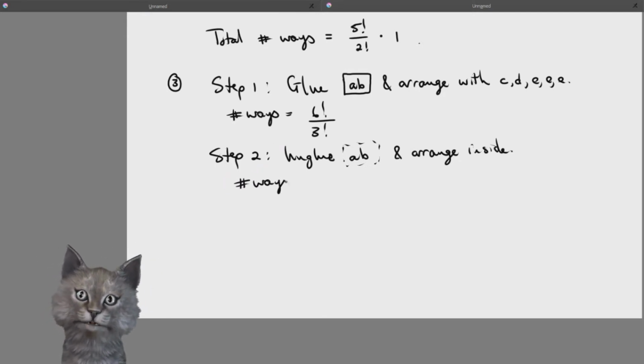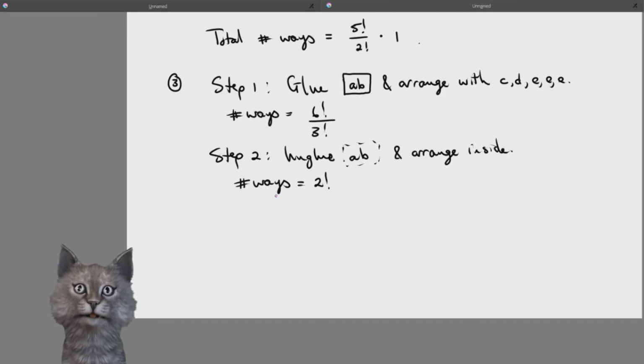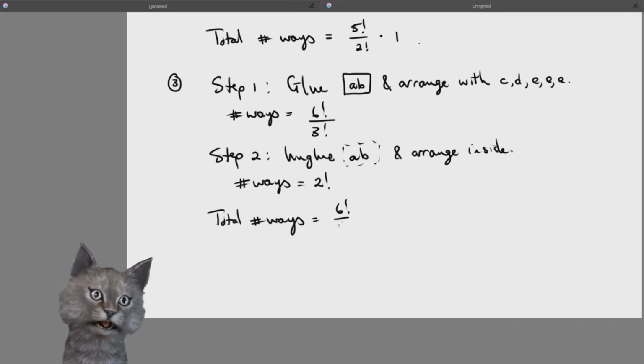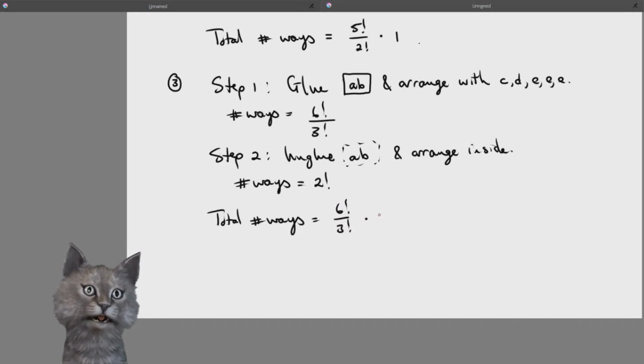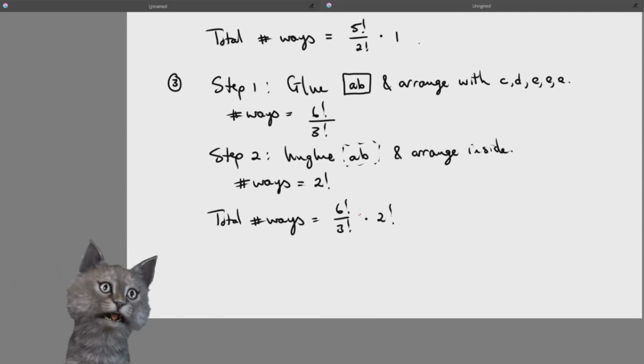Then, the number of ways just to complete step 2 is, well, I do have options. It could be AB or BA. So, the number of ways to arrange the A and B while still having satisfied the restriction is 2 factorial. Then, by way of the basic principle of counting, take the number of ways for step 1 and multiply it by the number of ways for step 2, because it was one followed by the next, which is multiplication.